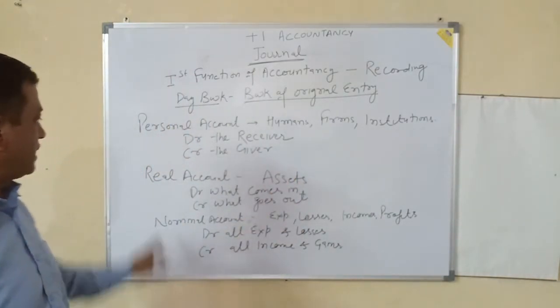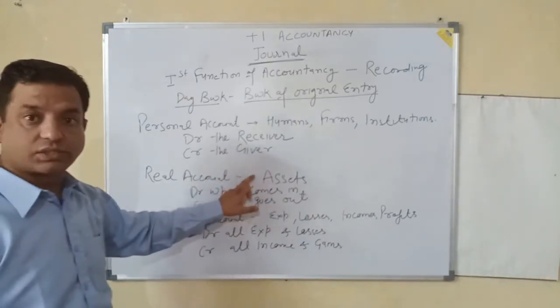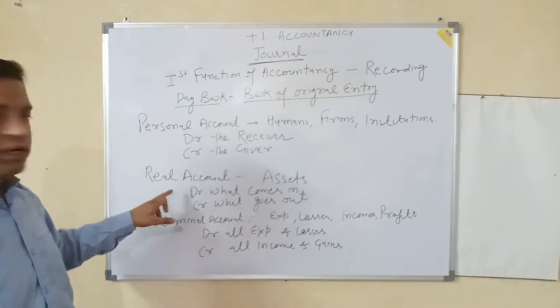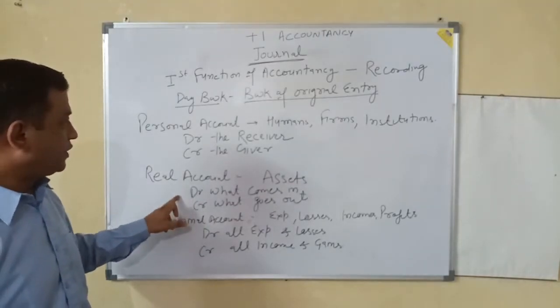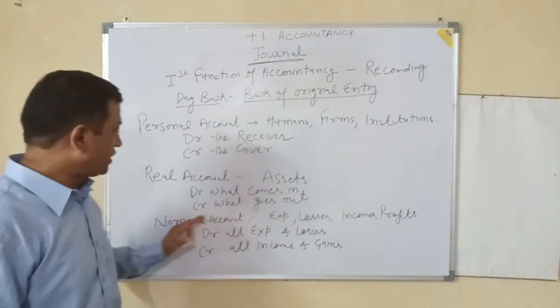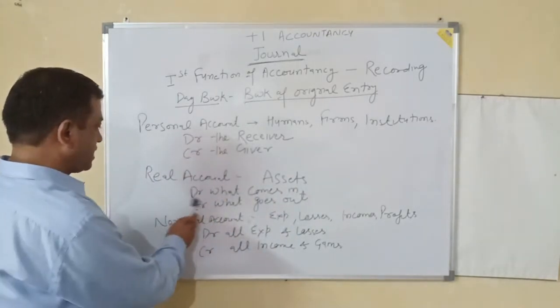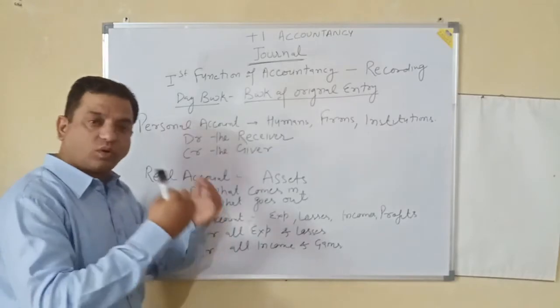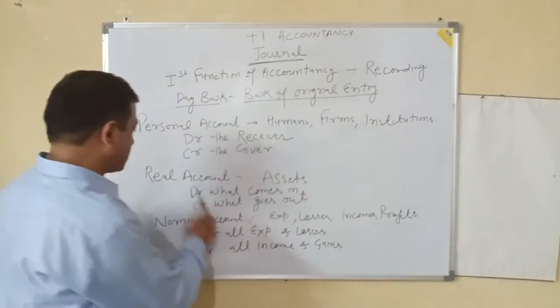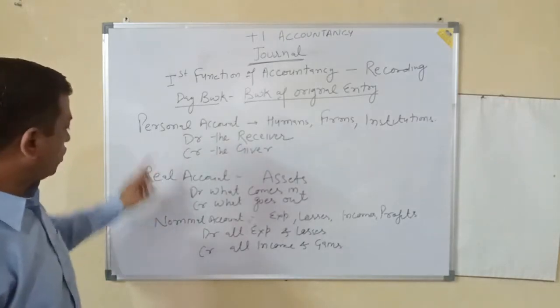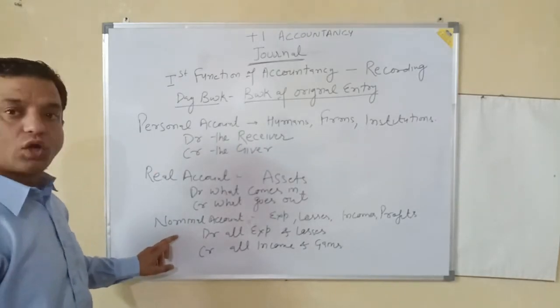Second is real account: all the assets, whether tangible or intangible. What rule do you have to apply? Debit what comes in, credit what goes out. If any asset is coming into the business, debit that. If any asset is going out of the business, credit that. Third and last is nominal account, the third golden rule of accountancy.